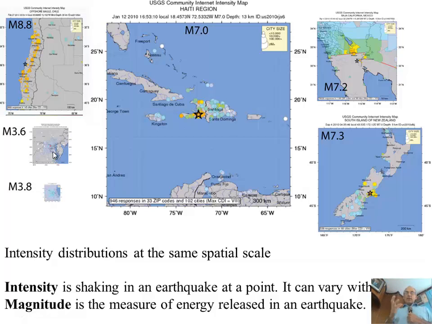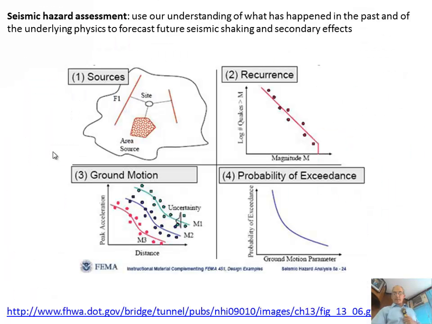So this is a fundamental issue: intensity is the shaking in an earthquake at a point. It can vary with position and also with substrate, if you're on hard rock or in a basin. But the magnitude is the measure of energy released in the earthquake, and basically that energy scales with the size of the fault, right? So this is important. We have to keep that in mind.